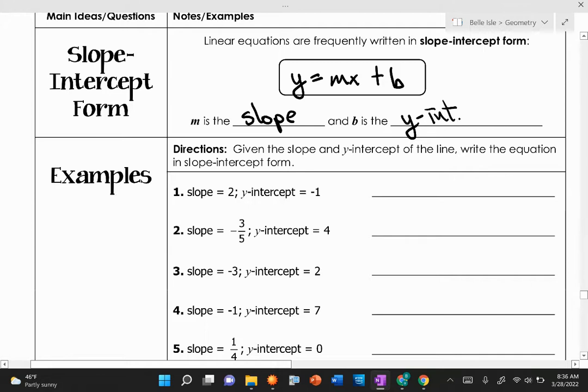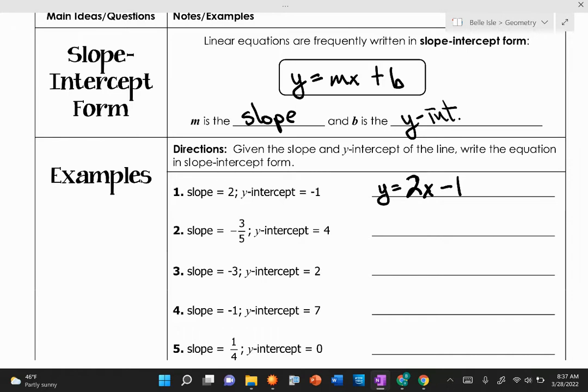So if we have our slope as 2, then m will be replaced. Sorry, my pen disappeared again. There we go, 2x. 2 is the m, which is our slope, and then the y-intercept is -1. So y equals 2x minus 1 is your linear equation for that line.